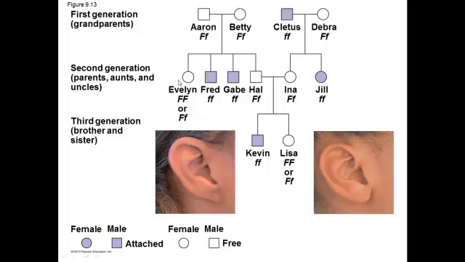Now, we can't determine her genotype right away, so let's go up and look at Hal's parents. Neither of Hal's parents, Aaron or Betty, had attached earlobes, but because Fred and Gabe did, that means Aaron and Betty each had to carry a recessive allele. So you know that they are heterozygous.